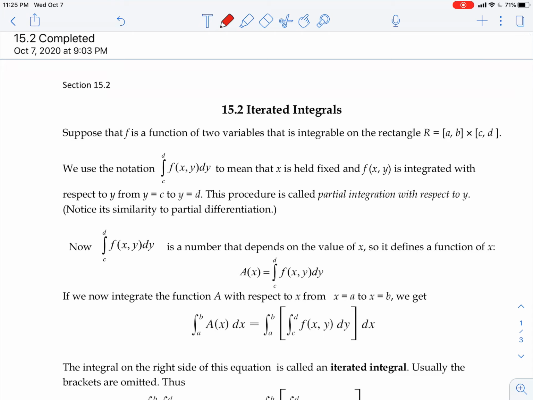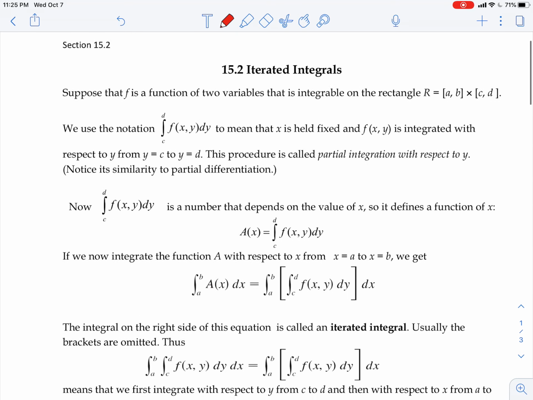Suppose that f is a function of two variables that is integrable on the rectangle R, [a, b] by [c, d]. We use the notation, the integral from c to d of our function f(x, y) dy, to mean that x is held fixed and f of x, y is integrated with respect to y from c to d. This procedure is called partial integration with respect to y. Notice its similarity to partial differentiation.